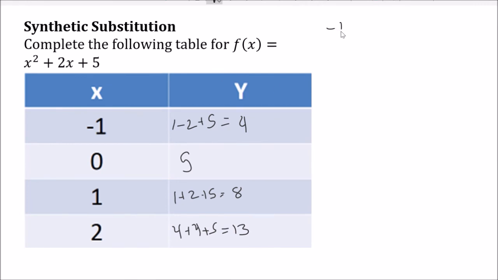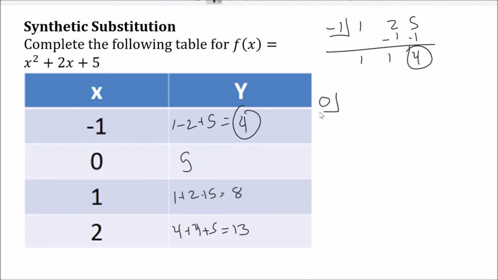What if we had done that with a synthetic process? What would have happened? Coefficients are 1, 2, 5. Pull the 1. Multiply by negative 1. Add them together, and you get 1. Multiply by negative 1, and you get negative 1. Add them together, and you get 4. Interesting.